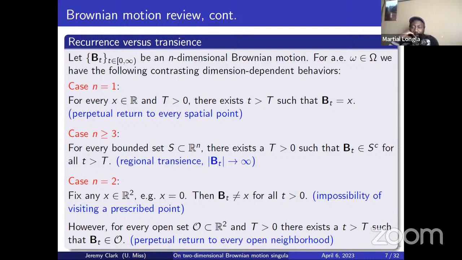But dimension 2 also has the open set property, right? Not just the open set. You mean for the second part, the open set? Yeah, dimension 2. So you specify just any neighborhood, say around any point, and the Brownian motion will keep perpetually returning to that neighborhood. Exactly. So dimension 2 is special. It's the in-between dimension.